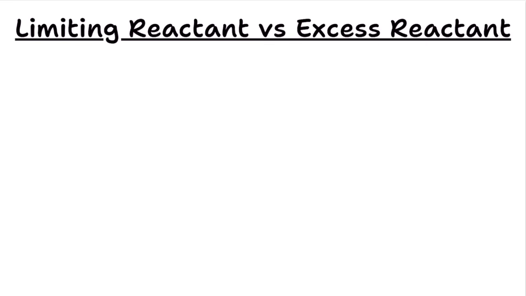And now let's talk about the limiting reactant versus the excess reactant. So a lot of times in the AP chemistry question, you will be given only the number of moles or the mass of one of the reactants. And usually it says it reacts with excess amount of the other reactant. And then you can tell the limiting reactant is the one with a specific amount, and the excess reactant is the other one.